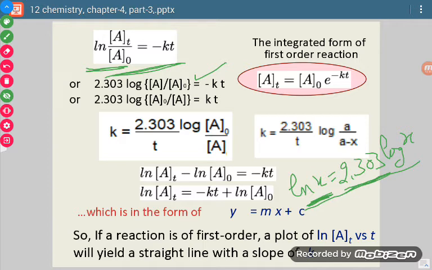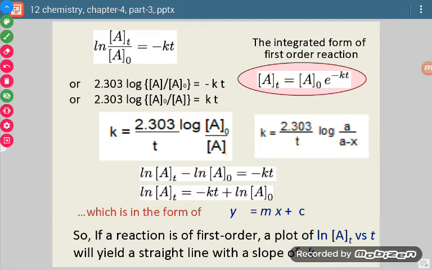Okay. So we have changed this into this form. So 2.303 into natural log of A over A naught is equal to minus KT. Now when A over A naught is written like A naught over A, then we have to change the sign also. So minus KT changes to KT if I reverse this.